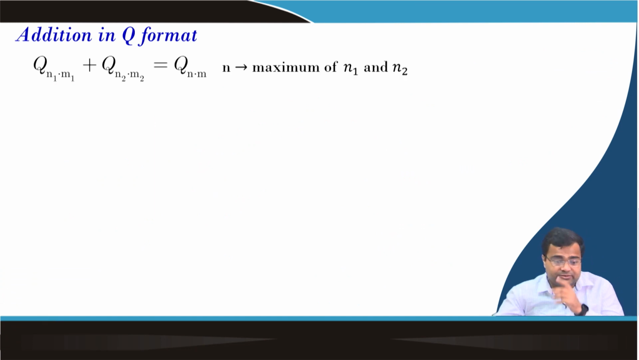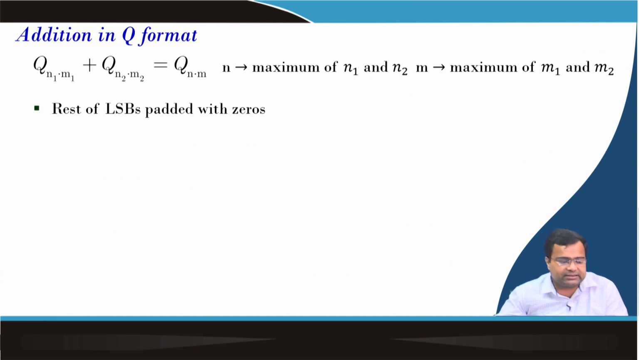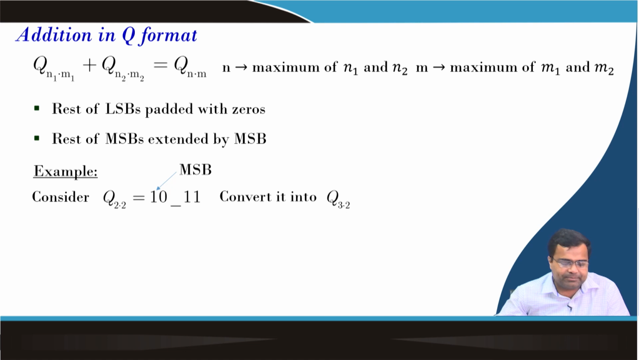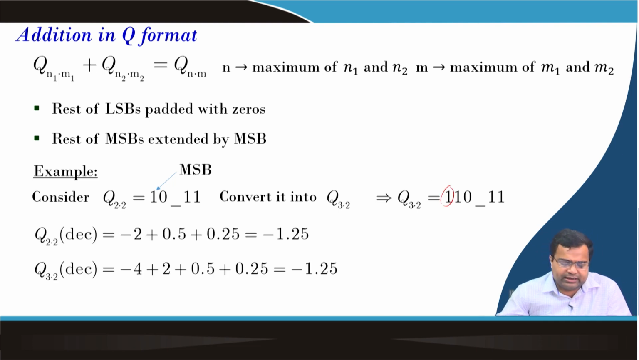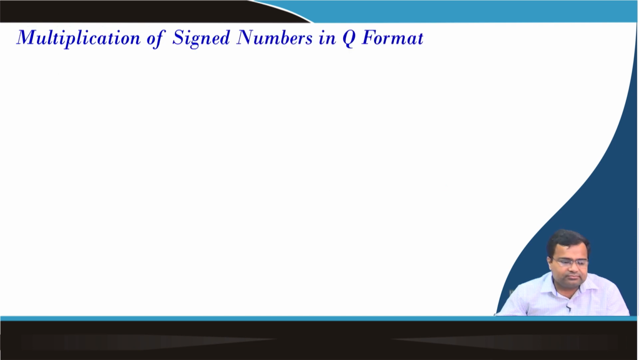So, that means, as we have discussed, the rest of the LSBs are padded with 0, and the rest of the MSBs are extended by the MSB. For example, here the MSB is converted into Q3.2. So you extend this bit with the sign bit, as we just discussed. Another sign bit is extended, so the value remains the same, because mathematically you can show that the minus and plus get cancelled.